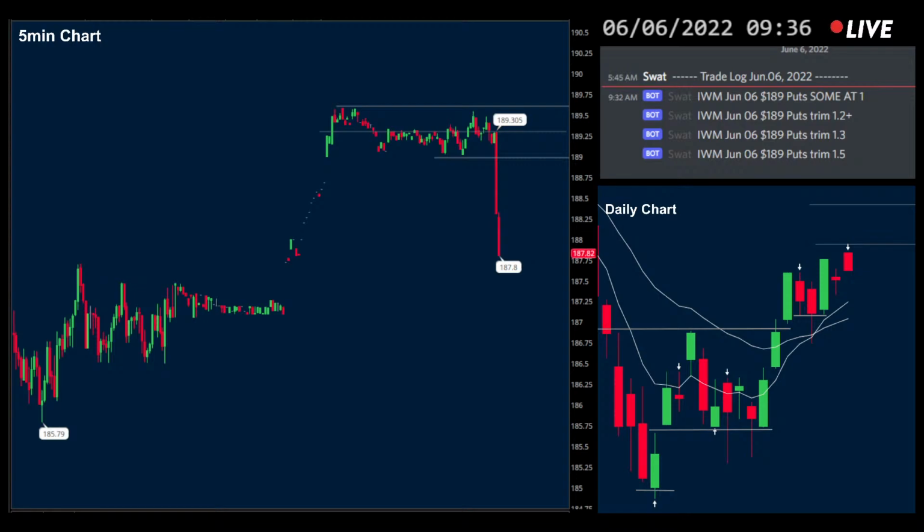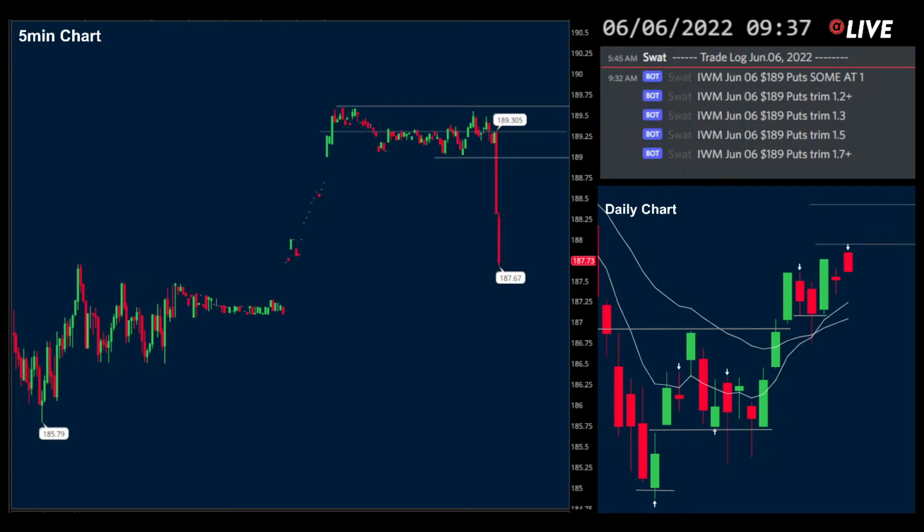And fading. Nice short, guys. Here we go. Come on. Bring it down, guys. Some more. Come on. You can do it. That's it. Okay, trimming some more. 70% gains in 6 minutes, guys.